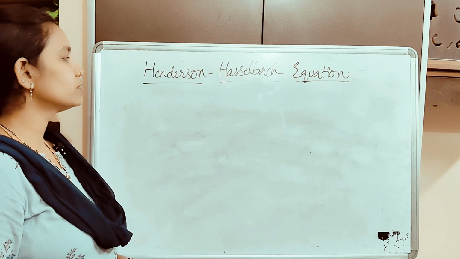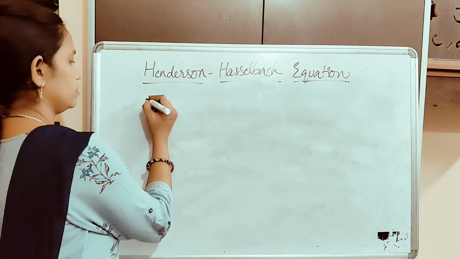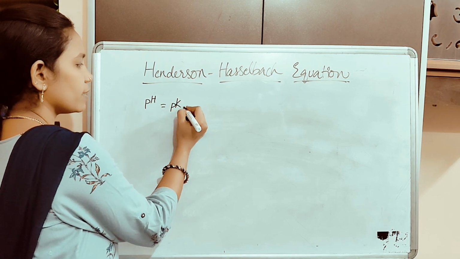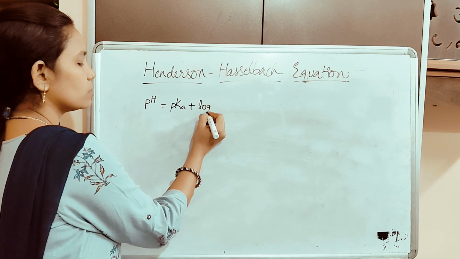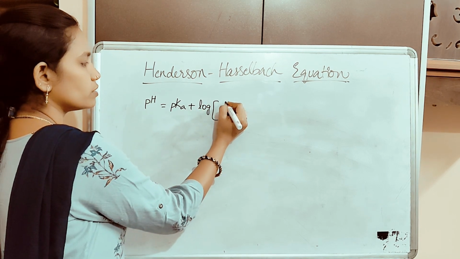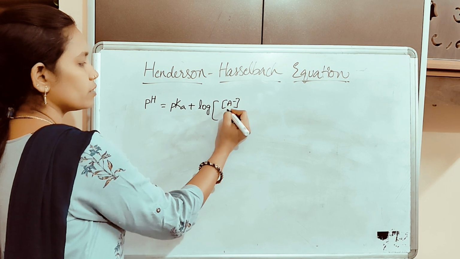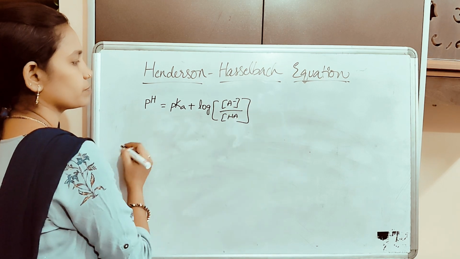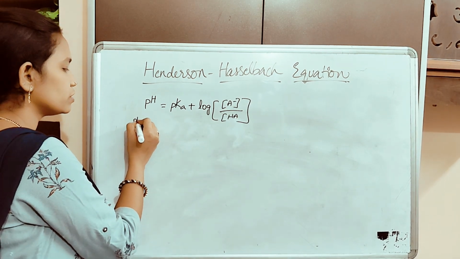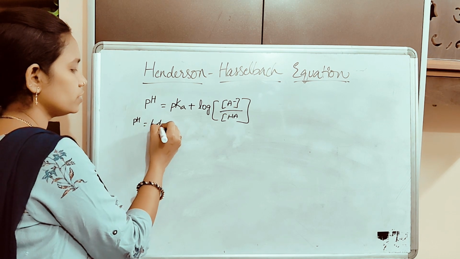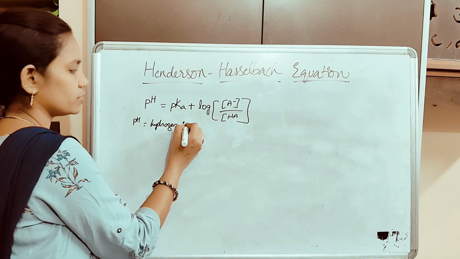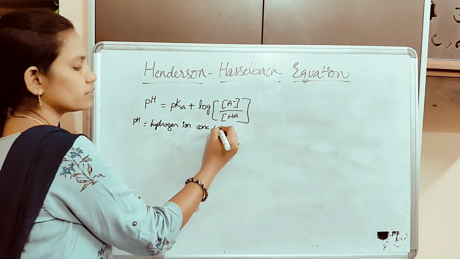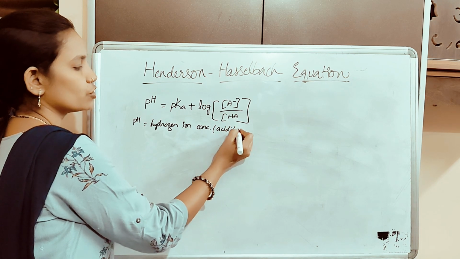Now let's look at the Henderson-Hasselbalch equation. What is Henderson-Hasselbalch equation? pH is equal to pKa plus log of the concentration of conjugate base by concentration of weak acid. Let's see what is pH here. It is the hydrogen ion concentration, of proton or H plus, right? So it tells us the acidity of the solution.